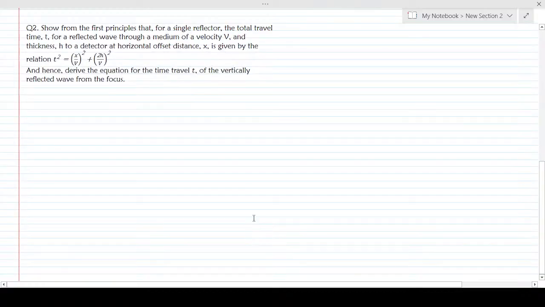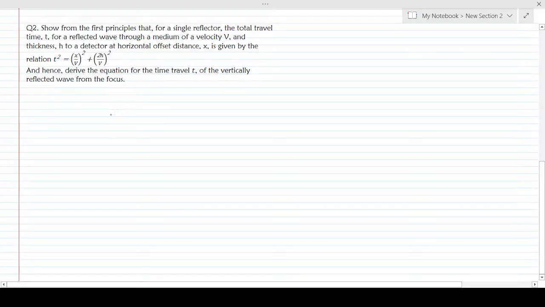They said, from first principles, for a single reflector, the total travel time t for a reflected wave through a medium of velocity v and thickness h to a detector at horizontal offset distance x is given by the relation. Here we are going to focus on reflection seismology. Do you get it? So how do we go about it? First of all, let's draw.